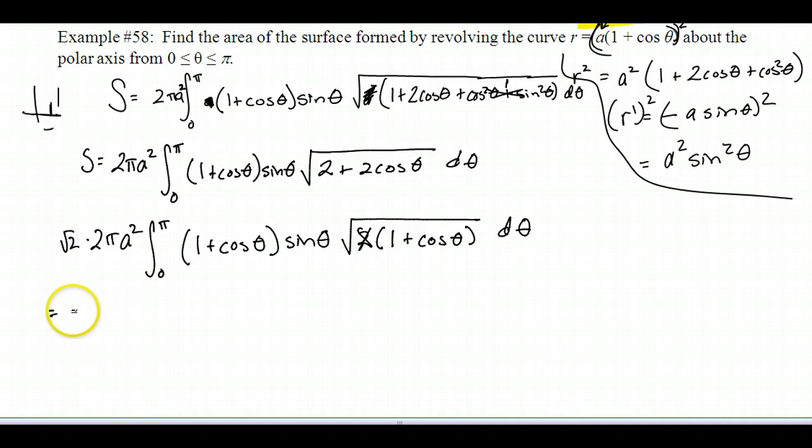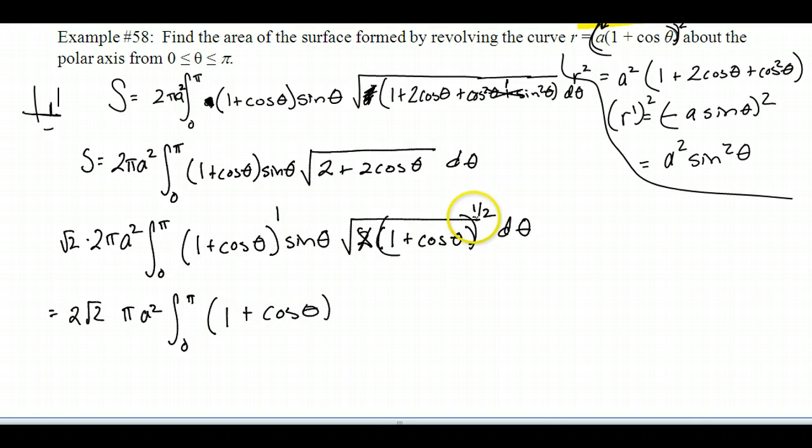What that does is I have 2 square root of 2 pi a squared from 0 to pi, but now I can combine these two things because instead of a radical, it's to the power of 1/2. So now I have 1 plus cosine theta. This is to the power of 1. This is to the power of 1/2. You have the common base of 1 plus cosine theta. I can add my exponents, and I have 3/2. And then I have the times sine theta, differential theta.